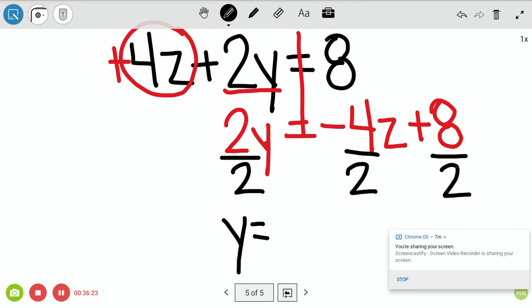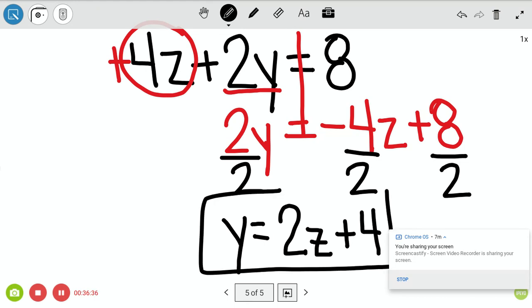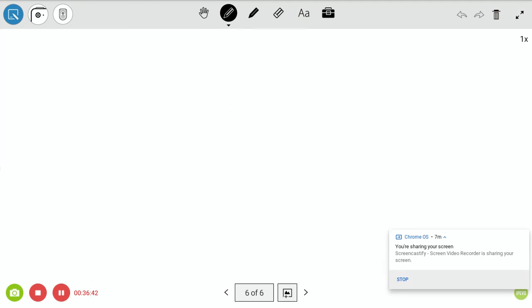Negative 4 divided by 2 gives us a 2z. Make sure you are very careful not making your z's and 2's look the same. I have that trouble sometimes. And then 8 divided by 2 would give us a plus 4 for our solution. All right, so I have one more example, and then I promise I am done. But you will see one very similar to this on your homework.